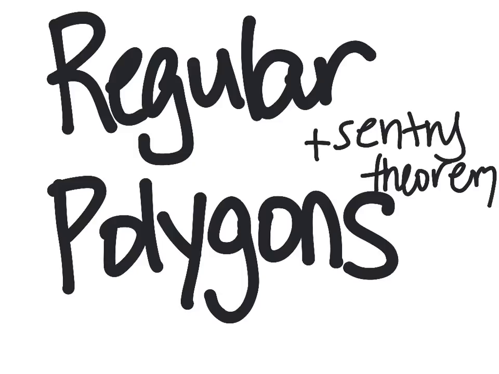Hi, this is Noelle, and today I'll be talking about regular polygons and the century theorem. So to start off with, what is a regular polygon?